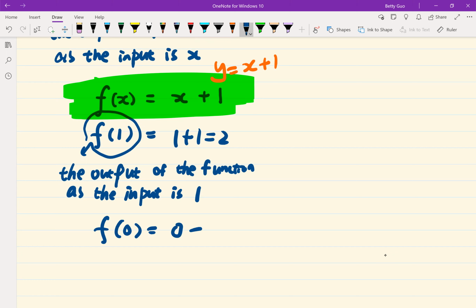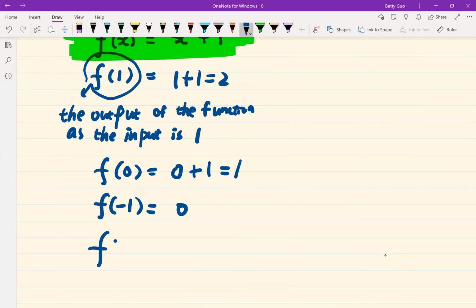0 plus 1, right? So you can see you simply just plug in. When you look for f of 1, just plug in x equals 1. When you look for f of 0, just plug in x equals 0, right? And what is f of negative 1? Perfect. What is f of t? What is it? T plus 1, right?